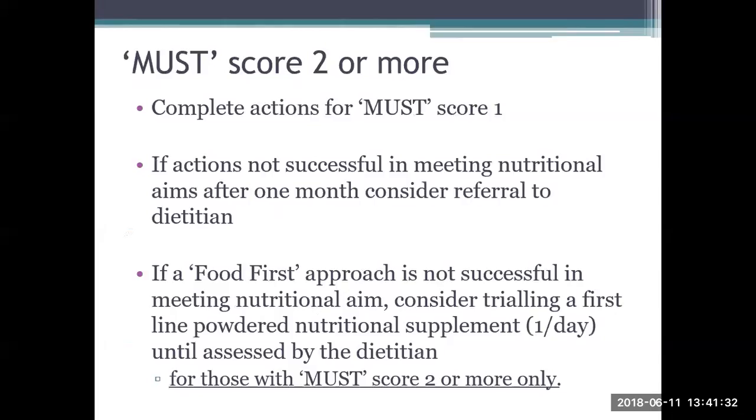There are a lot of different companies that do a first-line powdered nutritional supplement. I'm sure there are lots of residents on lots of different products. There's Complan Shake, there's AIM Shake, there's Ensure Shake. There are lots of different products out there. We're still in the middle of figuring out which one will be the first line for care homes, but at the end of the day, it doesn't matter too much which powdered one it is. They're all very similar, and most of them are made with 200 ml of full-fat milk. That will be for those with a MUST score of 2 or more only, so it's quite important.